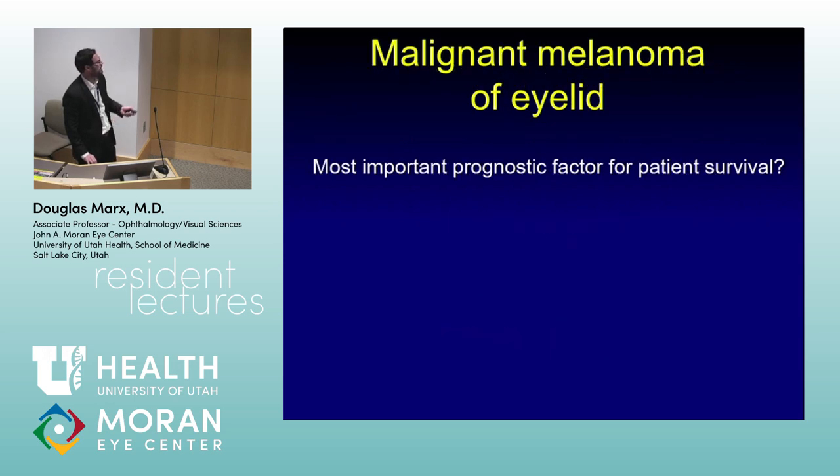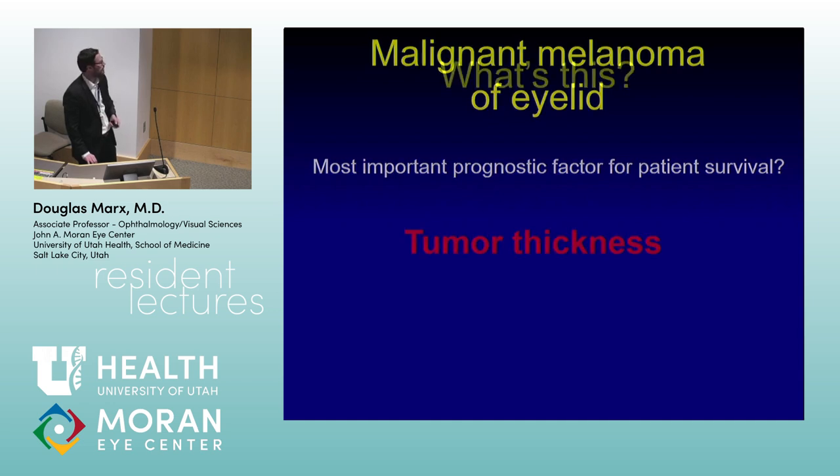Malignant melanoma on the eyelid, most important prognostic factor for patient survival. What do you think? Yeah, it's always going to be the depth, right? For melanoma.